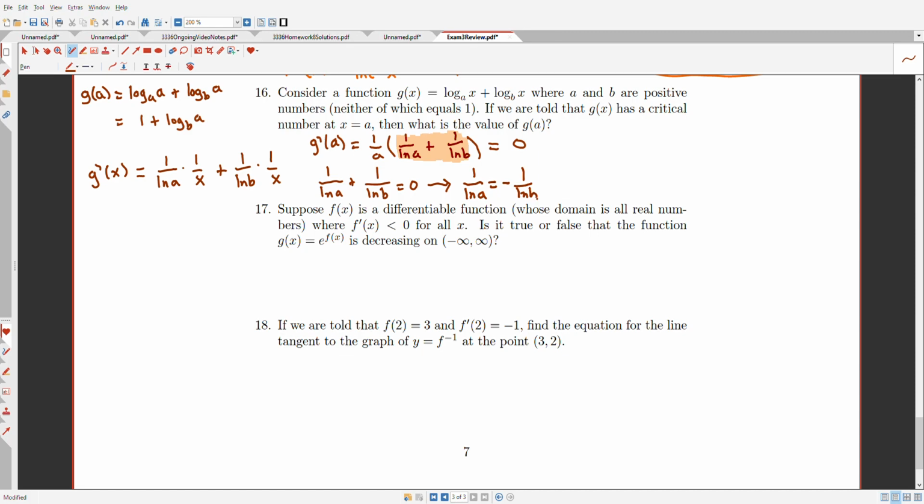If I apply 1 over to both sides, I learn that natural log of a equals negative natural log of b. And here's where I'm going to use another sneaky fact about logarithms. That negative 1 out front, I can write as the natural log of b to the negative 1 power. That's the natural log of 1 over b. So that now if I do e to both sides, I learn something. A had to equal 1 over b.